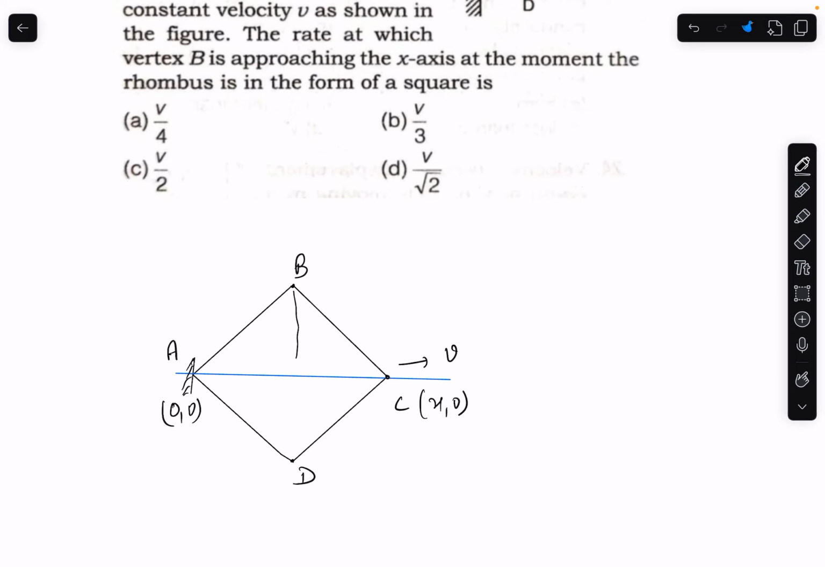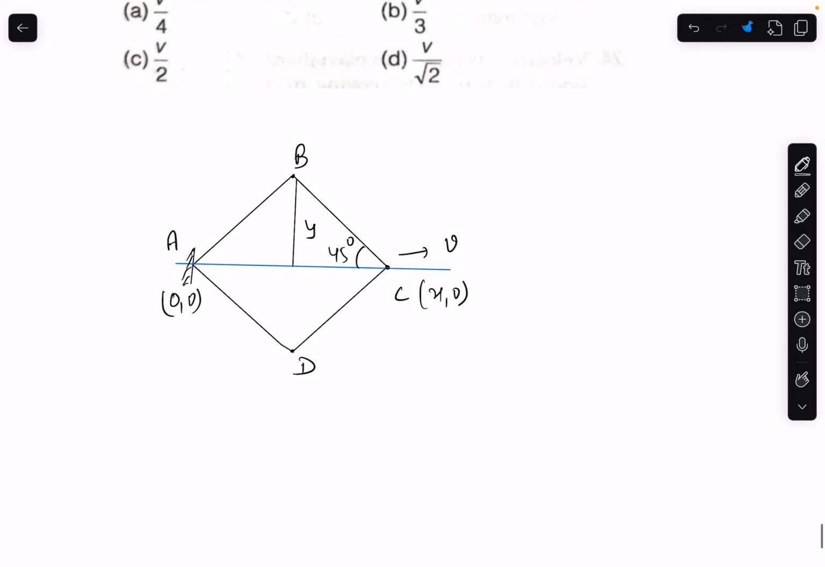and this height we can simply take as y, and since it is a square, this angle will be 45 degrees. This angle will be 45 degrees. And if total length of AC is x, if this point is E, then EC will be x by 2. And clearly we can write that tan 45 degrees will be y divided by x by 2.